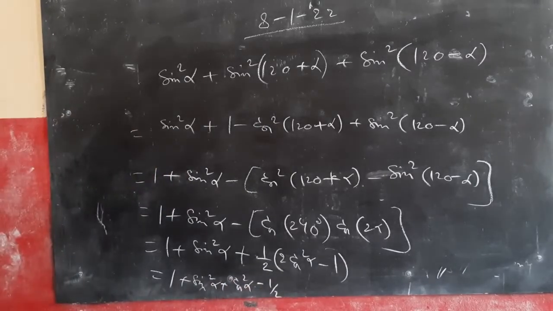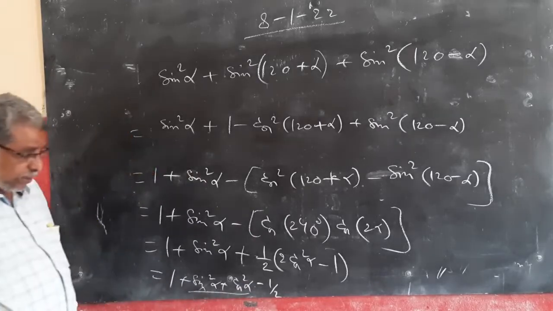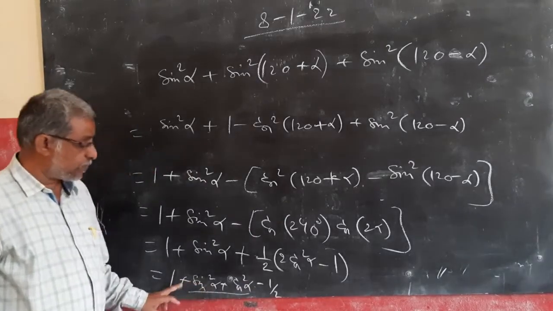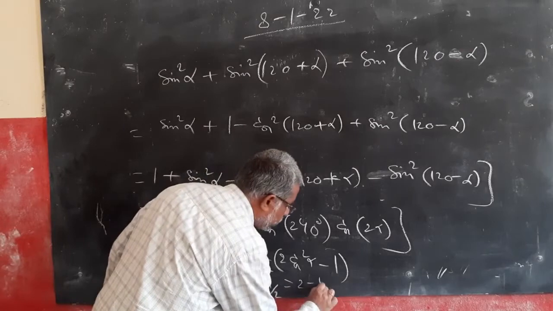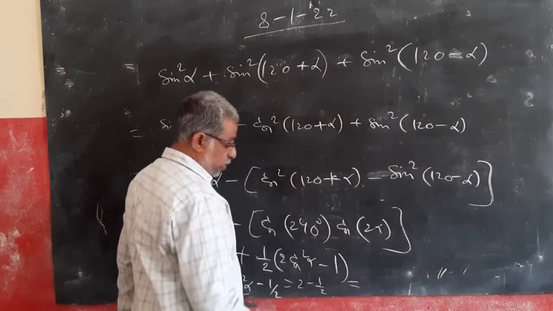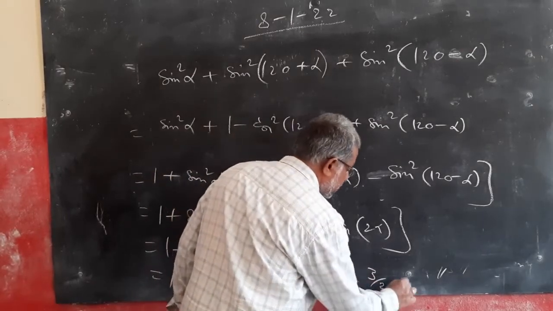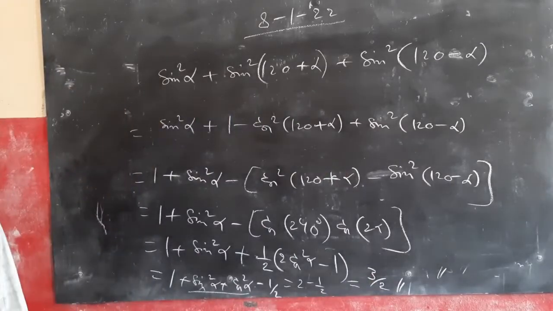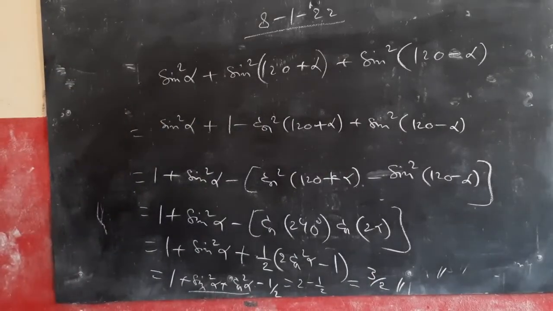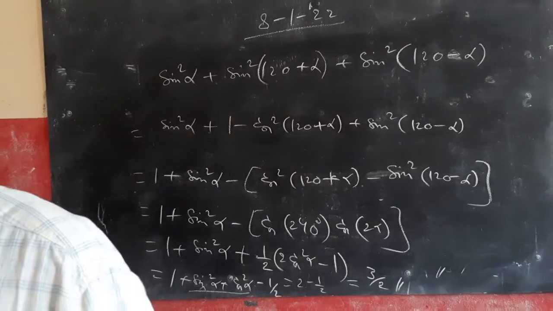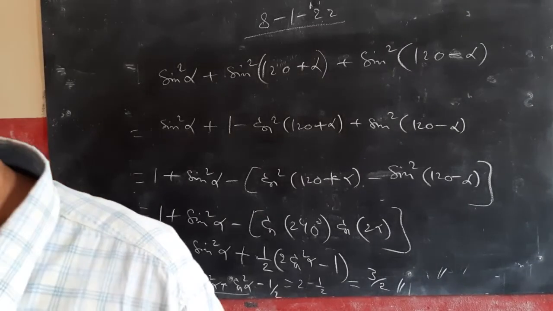Minus 1 by 2. Sin square plus cos square is 1, we know that. So this is 1 plus 1, 2, minus 1 by 2. If I take LCM, what is left is 3 by 2. So the final result is 3 by 2, the second option. So like this we can solve these types of sums.